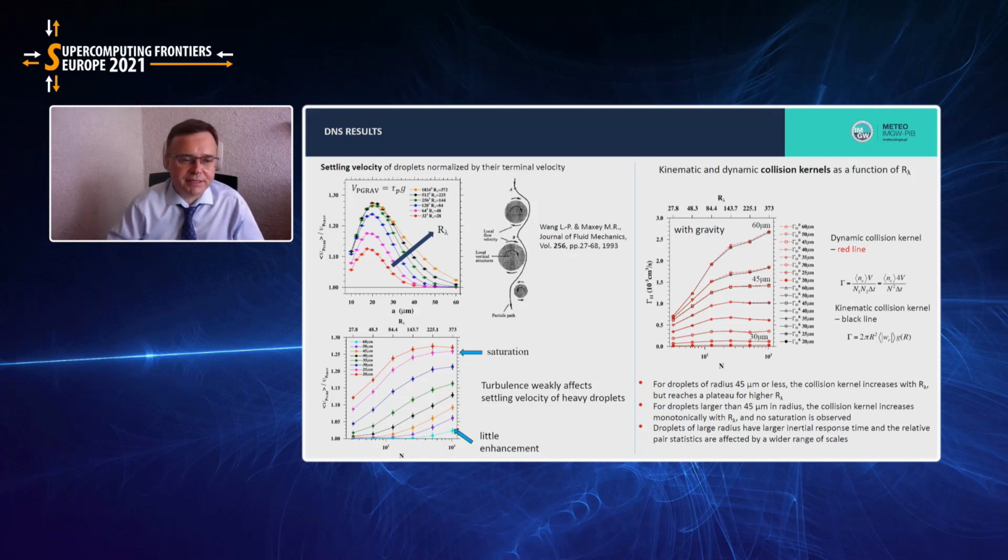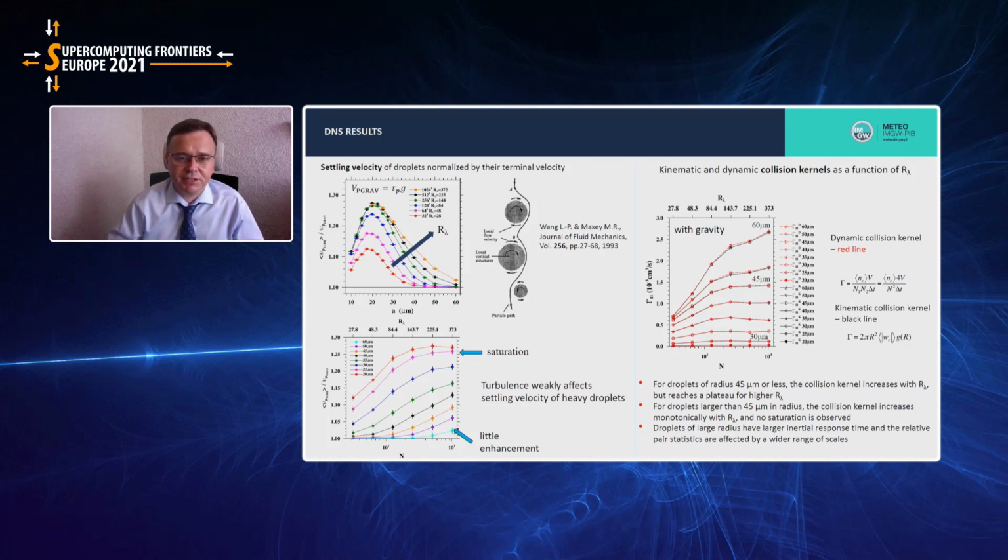For large droplets, the turbulence does not play a role, like for example a cannonball. The interesting region is between 10 and 60 microns, where we observe some increase in the settling velocity. If we plot the same data as a function of Reynolds number or grid resolution, we see that for some droplets we already observe saturation, and for heavier droplets we see only little enhancement. So for low inertia droplets, there is no need to run the code at larger meshes, but for heavy droplets, we need to perform the simulation at even larger domains.